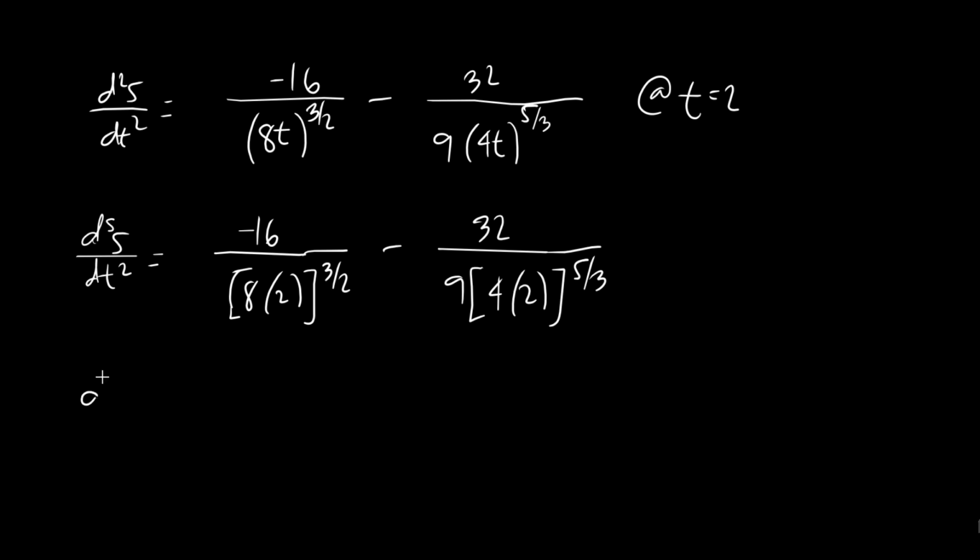So by using a calculator, we have, so this is the acceleration. Negative 16 all over 8 times 2 raised to the power of 3/2, minus 32 all over 9 times 4 times 2 raised to the power of 5/3. So the answer is negative 13 all over 36. So this is now our final answer.